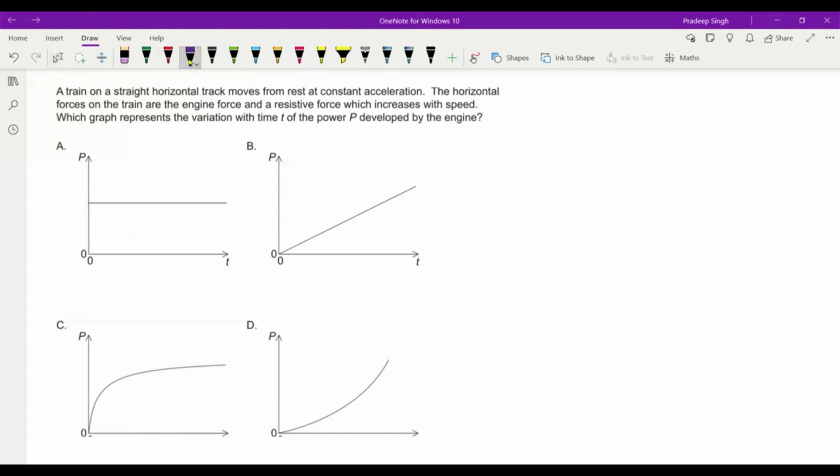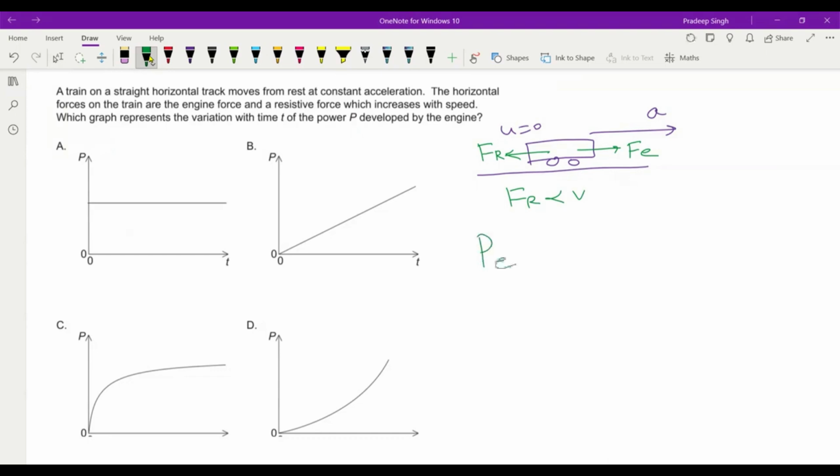So power over time would basically, you would be considering acceleration by time. Okay. And so if, one second, Anushka. Let me read the whole thing. Straight track, moving from west, constant acceleration. The horizontal forces acting on the train are the engine force and the resistive force. The resistive force increases with speed. Which graph represents the variation with time of the power developed by the engine?